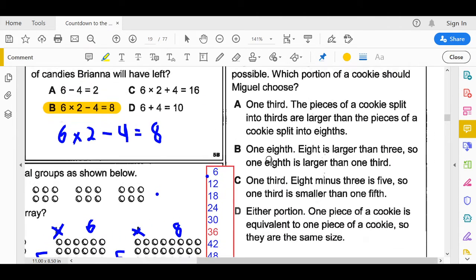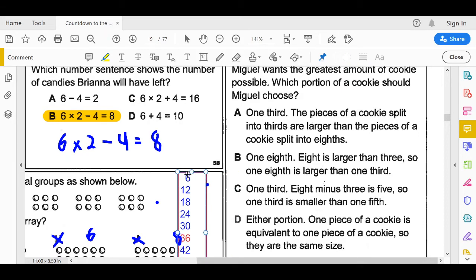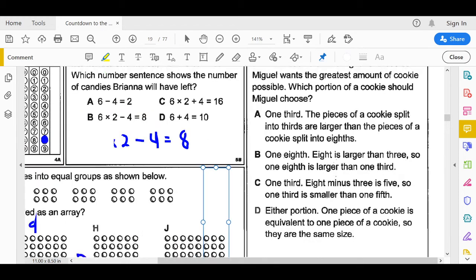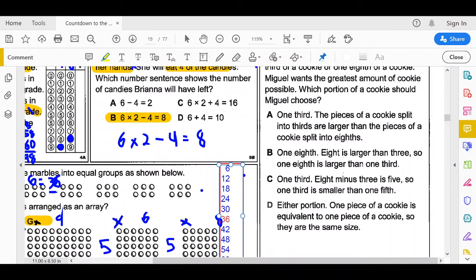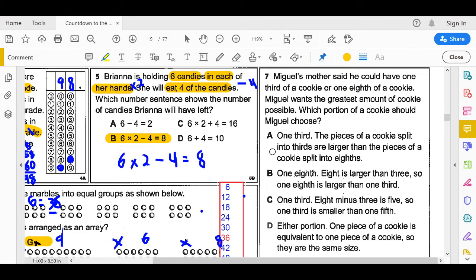Great work. Let's finish this paper with question number 7. Question number 7 right there. It says, Miguel's mother said he could have 1/3 of a cookie or 1/8 of a cookie. Miguel wants the greatest amount of cookie possible. Which portion of a cookie should Miguel choose?